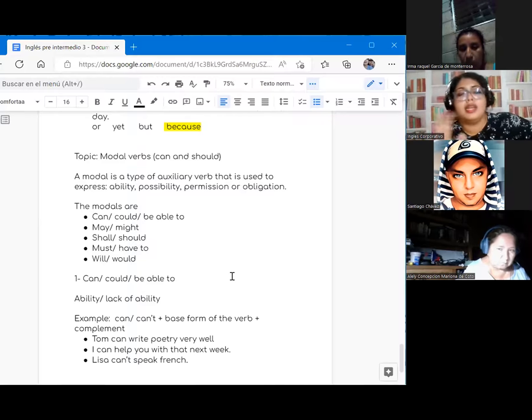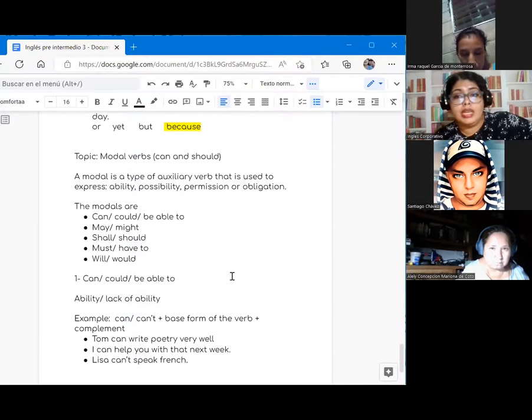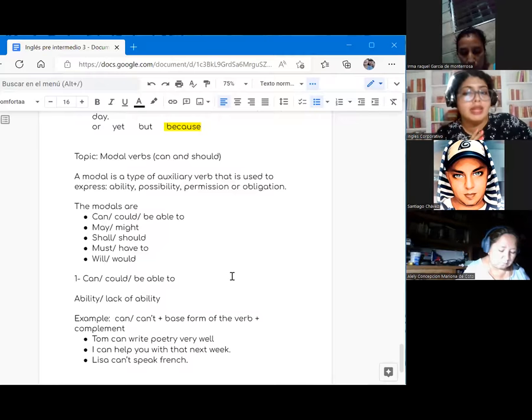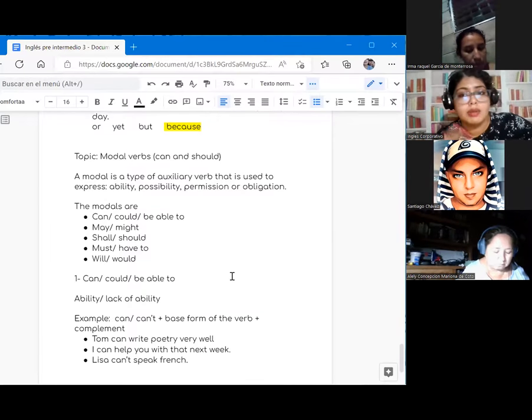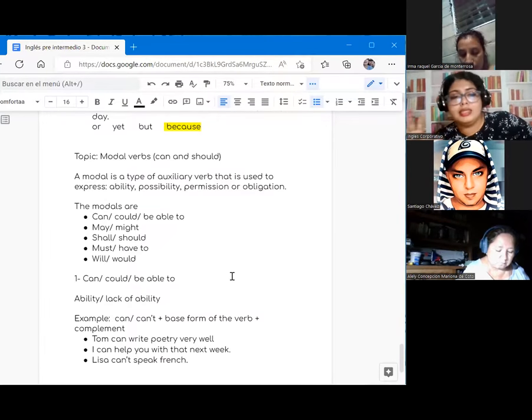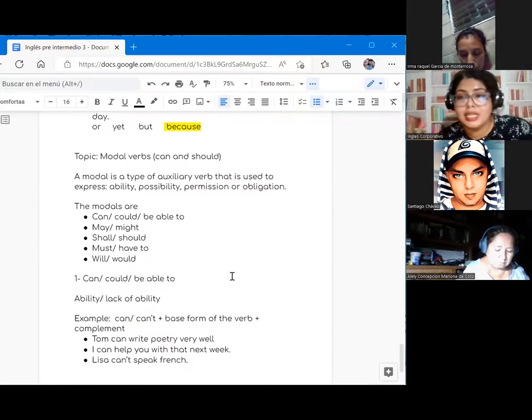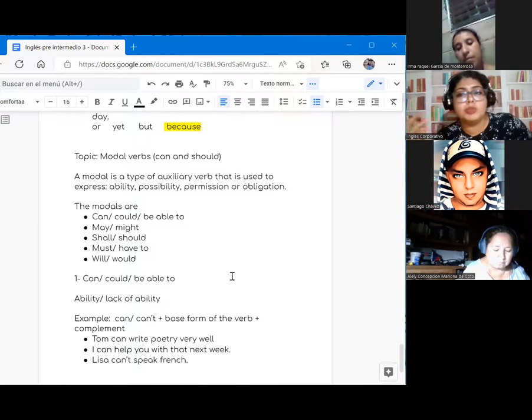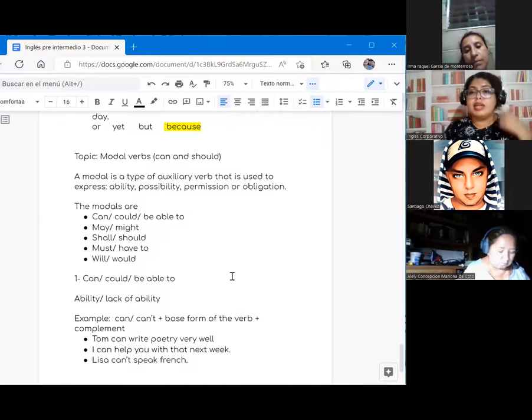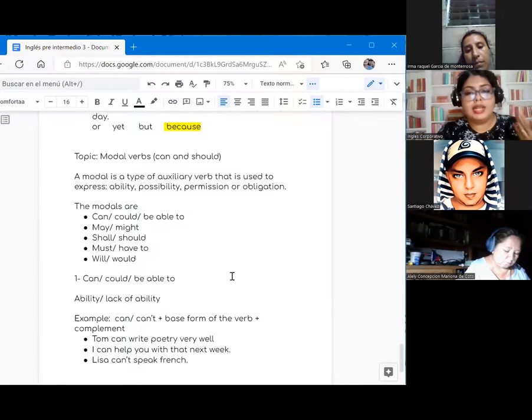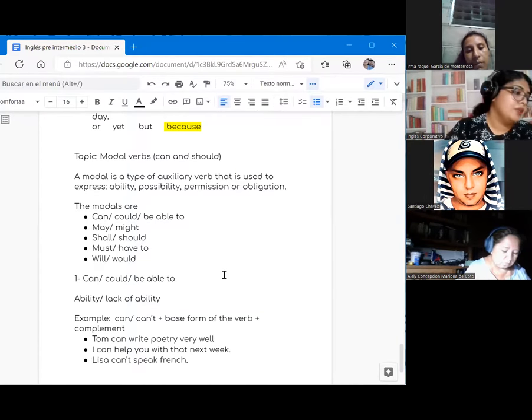Es una habilidad que él tiene, que puede desarrollar, que es escribir poesía. The second one, I can help you with that next week. Te puedo ayudar. Es una habilidad porque le voy a ayudar con algo y hacer una manualidad, un trabajo, etc. Y la última es lack of ability porque no puede hacer algo. Lisa can speak French. No puede hablar en francés. So, le falta esa habilidad de poder hablar en francés.